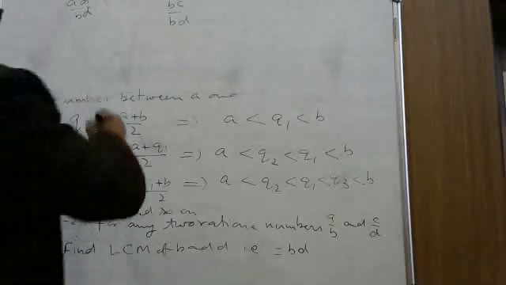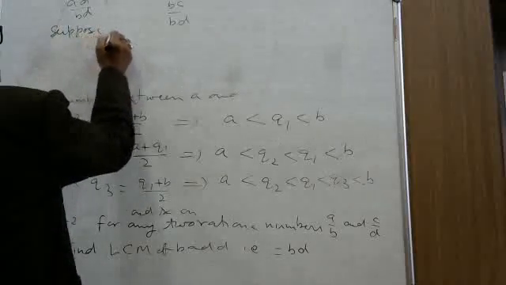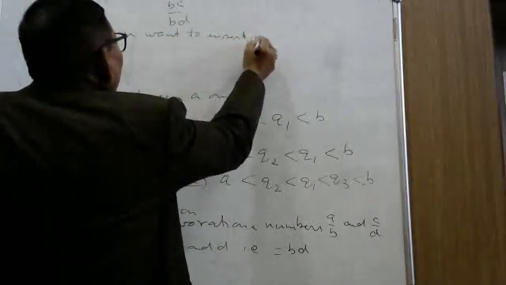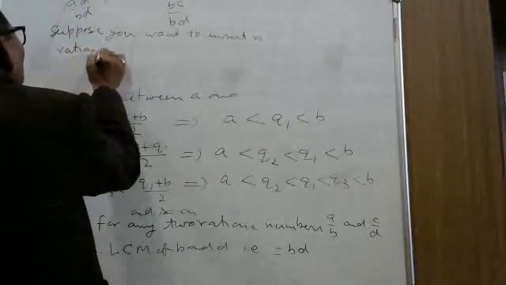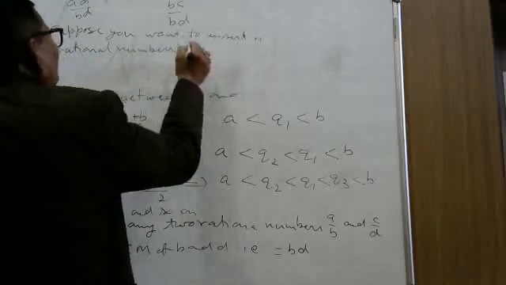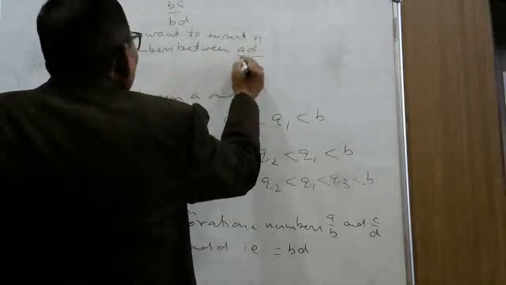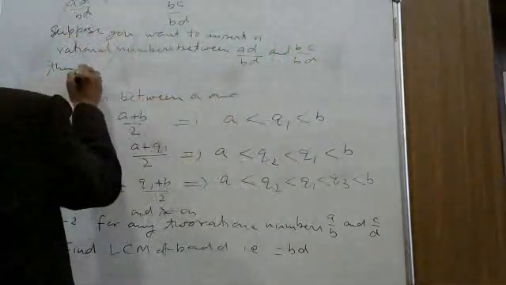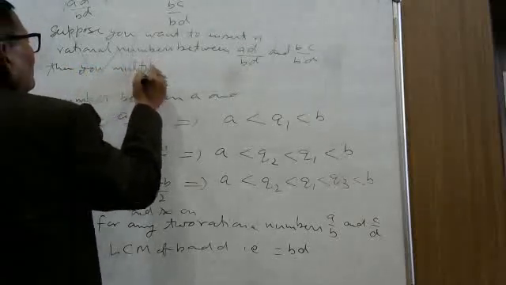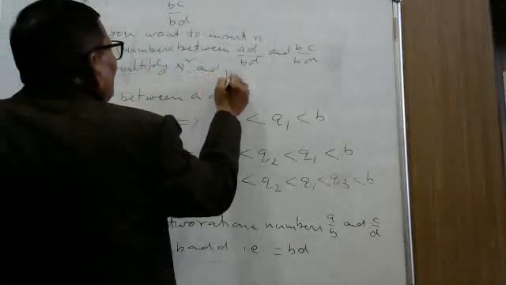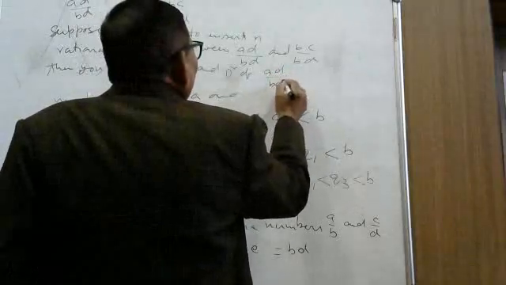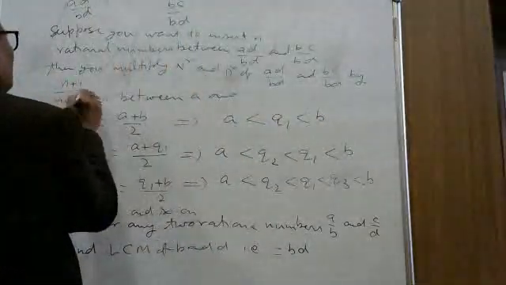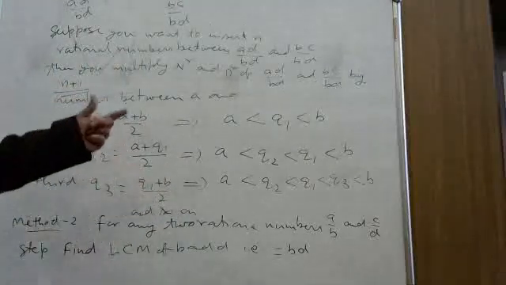Suppose you want to insert n rational numbers between AD upon BD and BC upon BD, then you multiply numerator and denominator of AD by BD and BC by BD by n plus 1. You can see after doing that you will get n rational numbers between AD upon BD and BC upon BD.